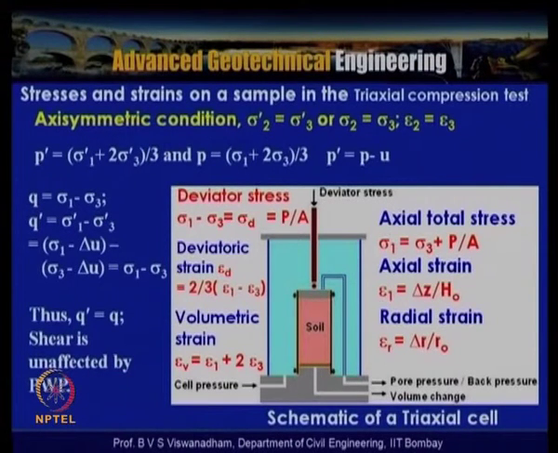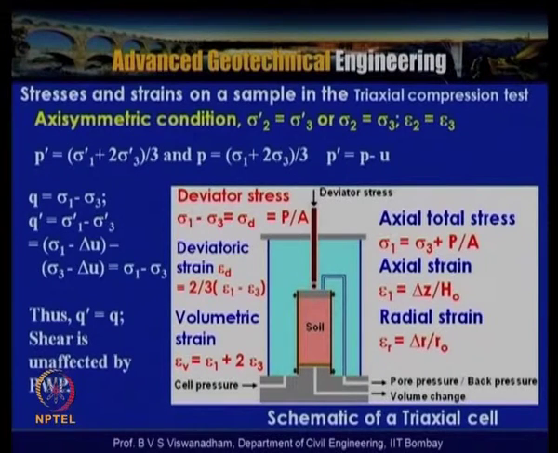and because sigma 2 is equal to sigma 3, we write P dash as sigma 1 dash plus 2 sigma 3 dash by 3. In terms of total stress, P is equal to sigma 1 plus 2 sigma 3 by 3, because P dash is equal to P minus u. Q is sigma 1 minus sigma 3, and Q dash is equal to Q, because sigma 1 dash minus sigma 3 dash is equal to sigma 1 minus delta u minus sigma 3 minus delta u. So sigma 1 minus sigma 3 is equal to Q is equal to Q dash. Thus Q dash is equal to Q; shear is unaffected by the pore water pressure.